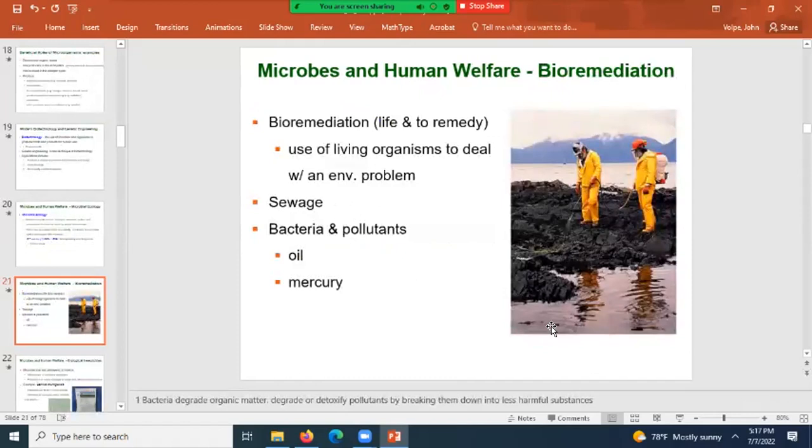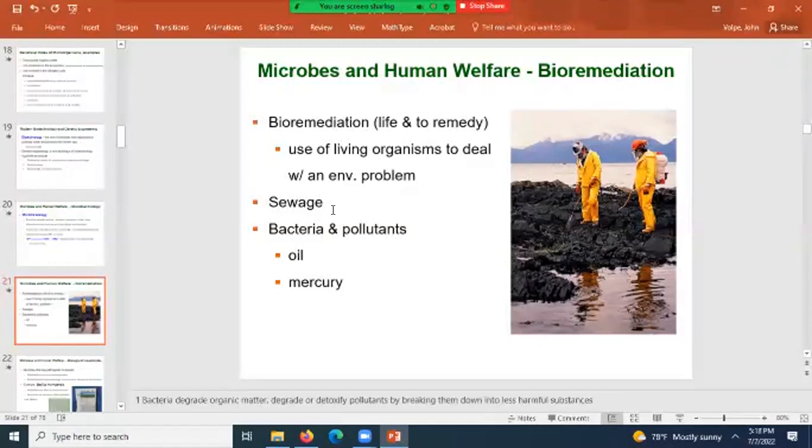Microbes are also important to human welfare, and when we have a problem, we can use microbes to help remedy the problem. And this is bioremediation. It literally means life, and to remedy, where we use living organisms to deal with an environmental problem. Like these men are spraying microbes on this oil spill for the microbes to break down the oil, the pollution that is oil.